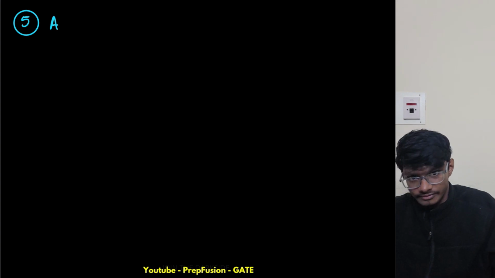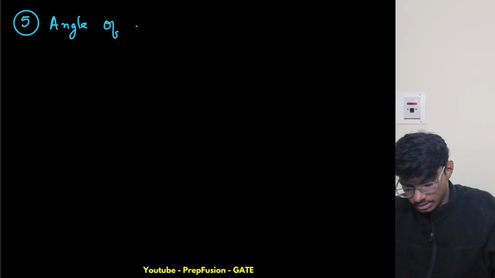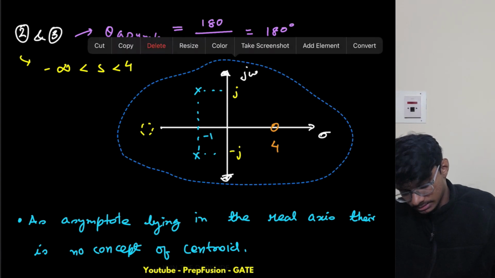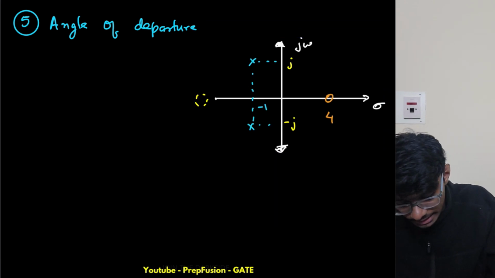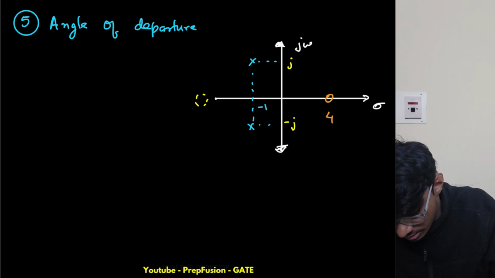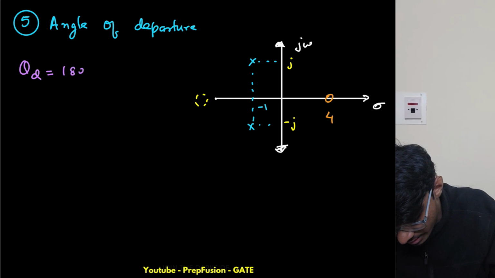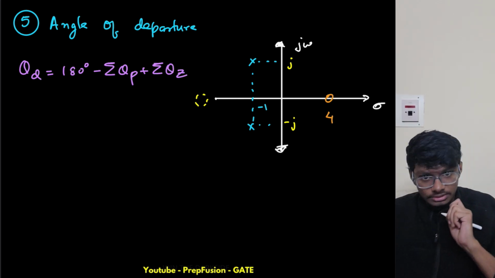Let's do this one because the angle of arrival and departure is a bit new. This time I will have angle of departure. So again I will copy this one. Here there is some difference, that's why I wanted to calculate this one. I am calculating the angle of departure. So what is theta d? Theta d is with respect to poles. So this time it will be 180 minus theta p plus theta z. Theta p will get subtracted.